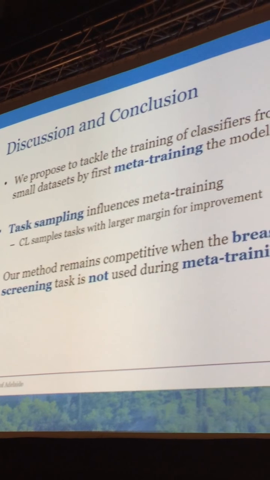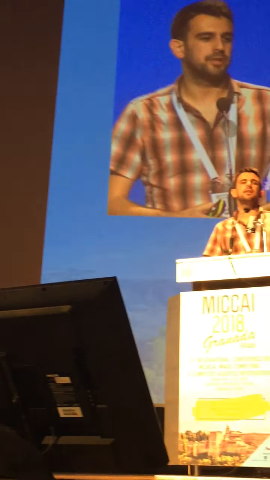Finally, in this work, we have proposed to meta-train a classifier before the training phase. The goal of the meta-training is to teach the model to solve problems where only a small training set is available. This is achieved by asking the model to solve many classification problems during the meta-training phase. We've seen that the order in which you present the tasks really affects the performance, and it was the curriculum learning setup which yielded the best results. Finally, we've shown that if we don't use the task of interest during the meta-training phase, we can still achieve good performance and our model remains competitive.